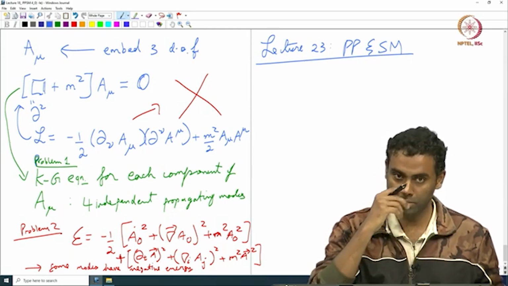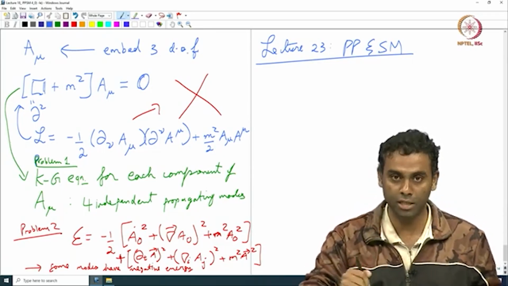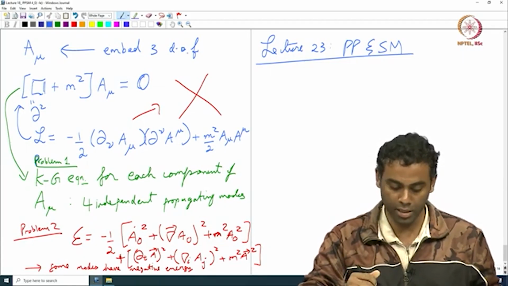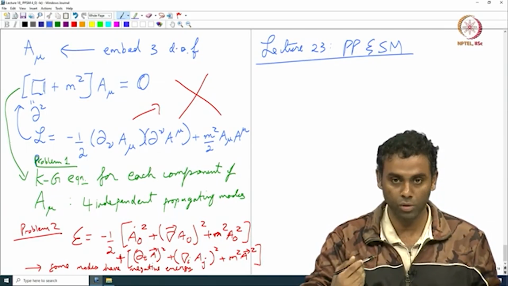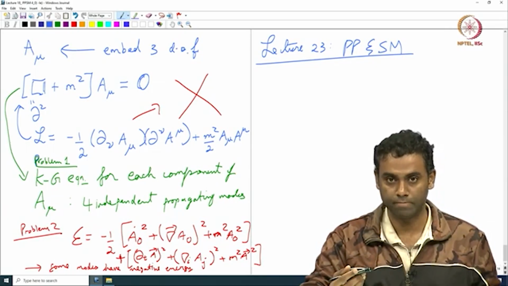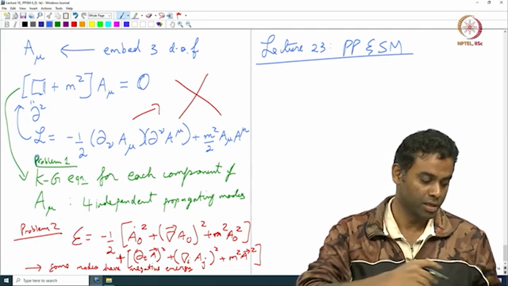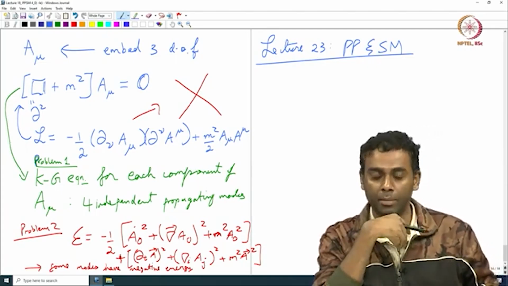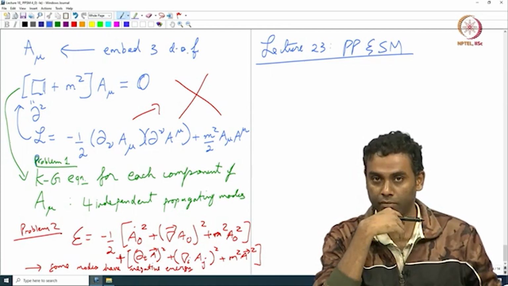But more troubling is the fact that if you compute the energy density from the energy momentum tensor, you find that some of these independent modes carry negative energy, so they are not positive definite, right. So what should we do? We should try to look for other Lorentz invariant terms that can be written down in the Lagrangian and see what the equation of motion gives us, okay.